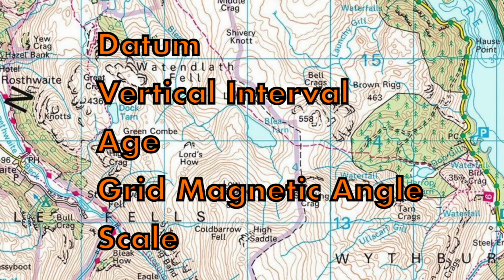And on today's lesson, I'm going to take you through the first 5 things that you should do with your map before heading out on the ground. So do stick around. As already mentioned, there's 5 things to check on your map before heading out on the ground. And this applies to anywhere you are in the world with whatever map that you've got. These 5 things are datum, vertical interval, age, grid magnetic angle, and scale.